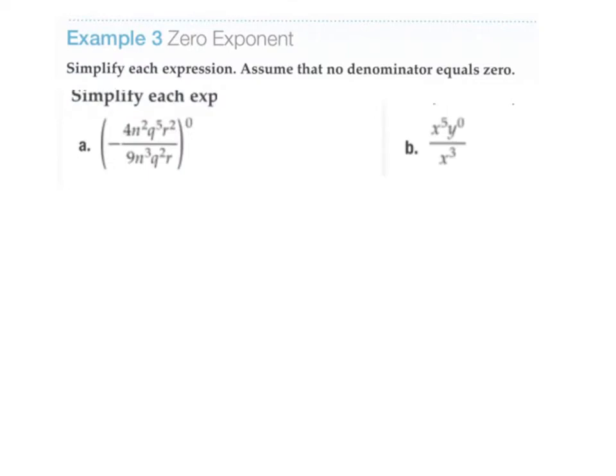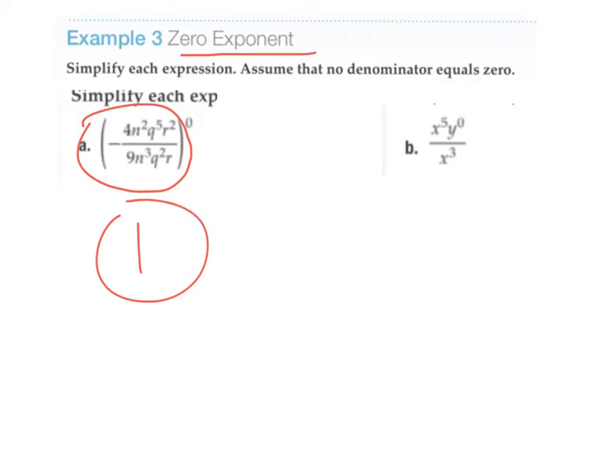What's nice about the 0 exponent is that anything that is to the 0 exponent becomes 1. So we have this whole thing right here to the 0 exponent. So this whole thing, no matter how complicated it looks, the whole answer is actually 1.